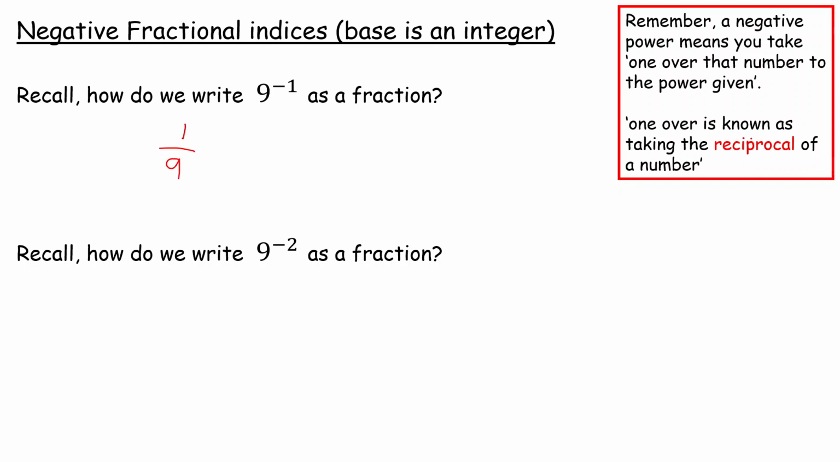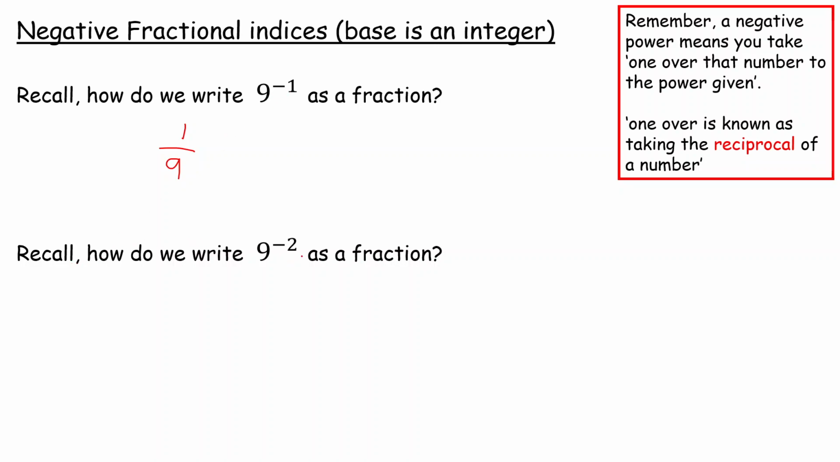And if you do 1 over something, that is known as taking the reciprocal of a number. Also, one little thing I've got to do, you put your number to the power that is given, so in this case it would be 9 to the power of 1, which is just the same thing as 9. So that is how you would rewrite 9 to the power of negative 1.